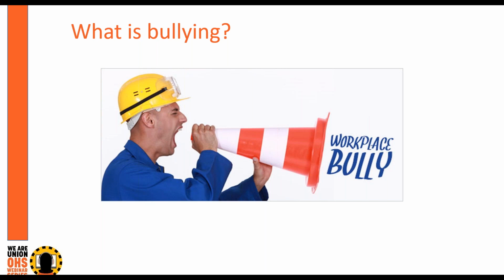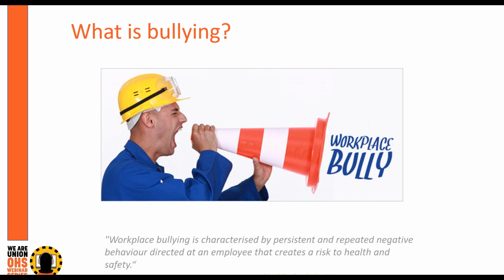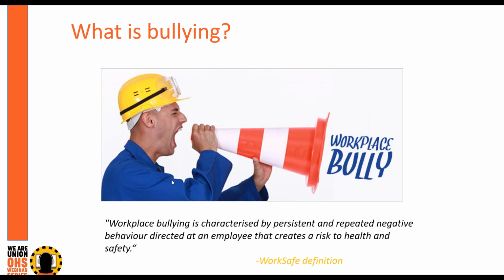Now, in 2012, however, WorkSafe replaced this guide with the Workplace Bullying Prevention and Response Guide. Now, the more recent guide has a different definition, which is less clear and we believe less useful. It is also not as consistent with the nationally agreed definition of bullying. Now, this new publication states the definition of bullying to be: workplace bullying is characterized by persistent and repeated negative behavior directed at an employee that creates a risk to health and safety. Now, unions and employer organisations are seeking a review of this definition.